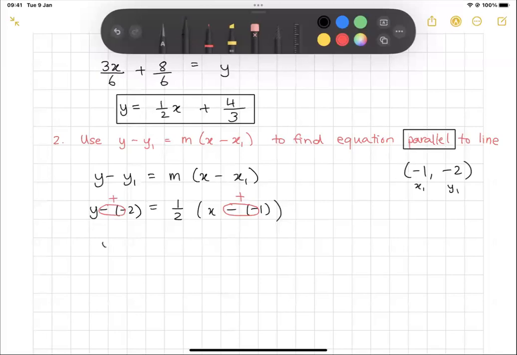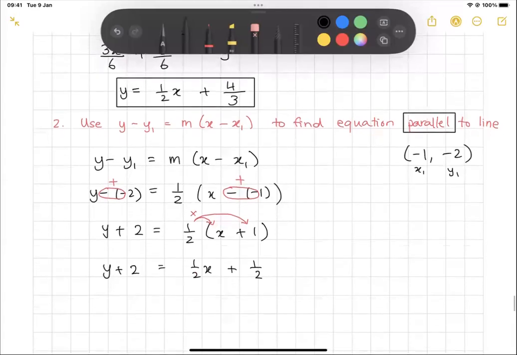Then what I'm going to do, I'm going to rewrite it. y plus 2 equals half x plus 1. Then what I'm going to do now, I'm going to get rid of those brackets. To get rid of it, I'm going to use my arrows, and I'm going to use my multiplication. Half times x should be half x plus half times 1, positive half.